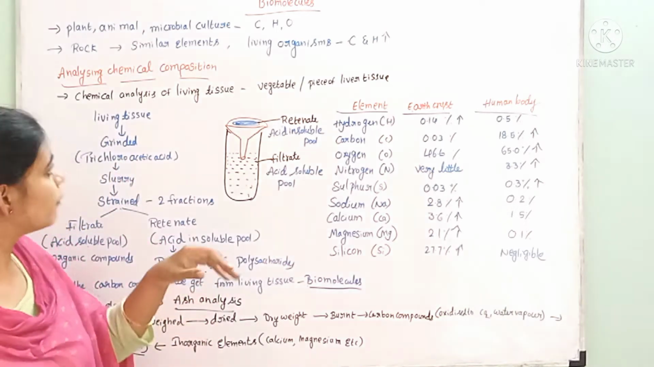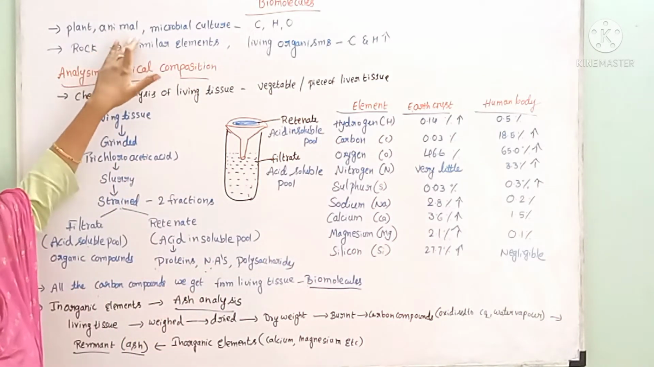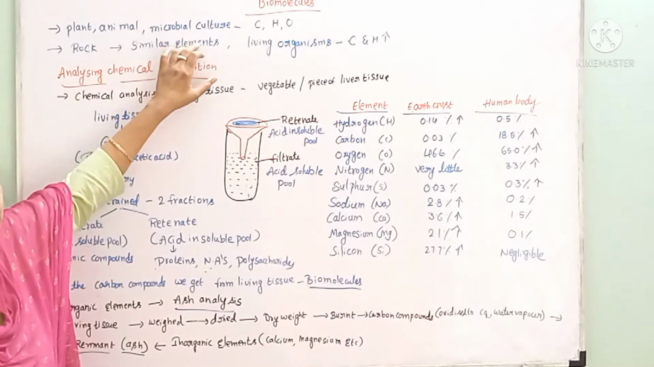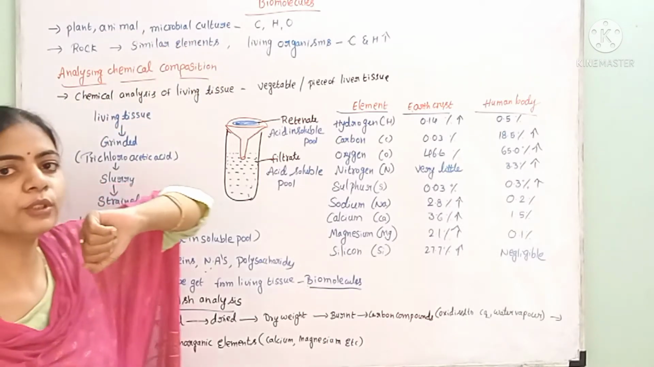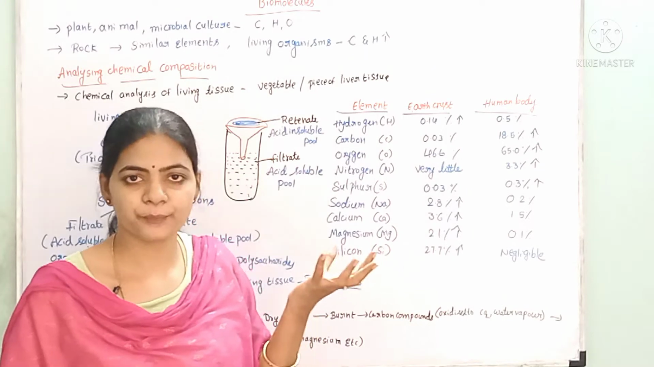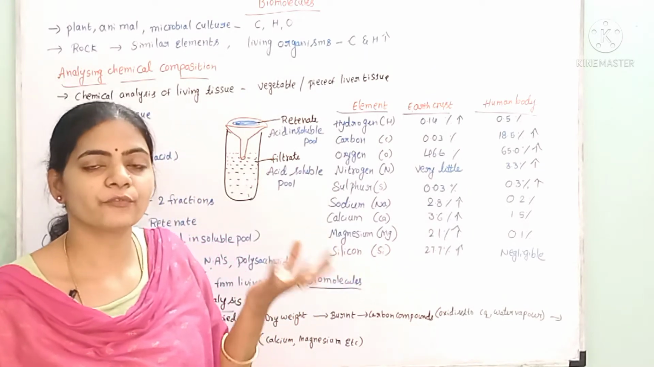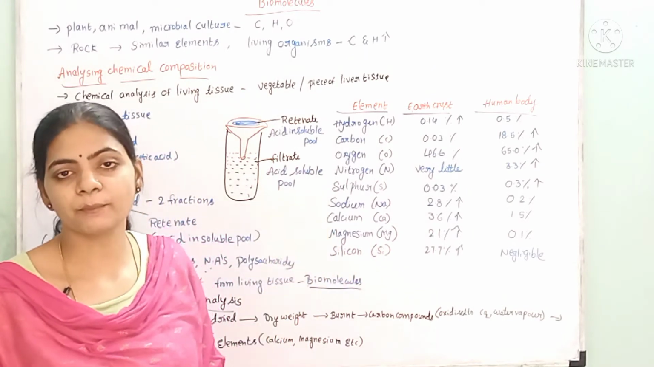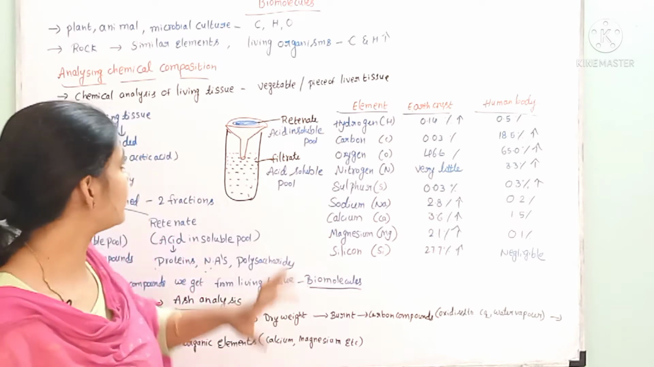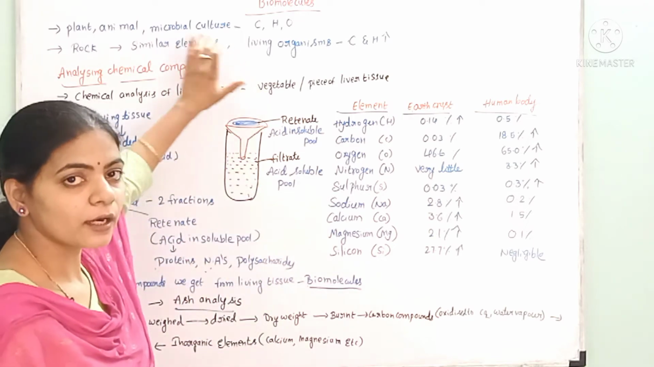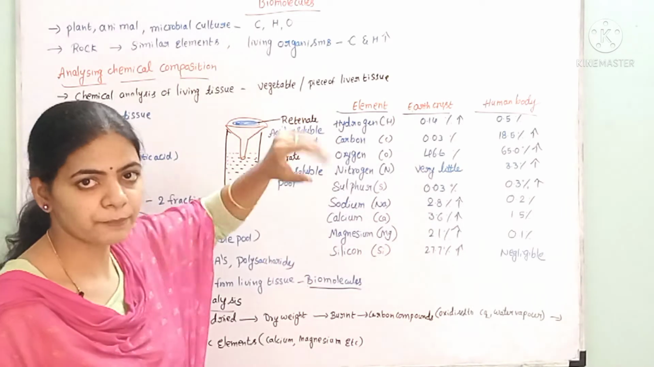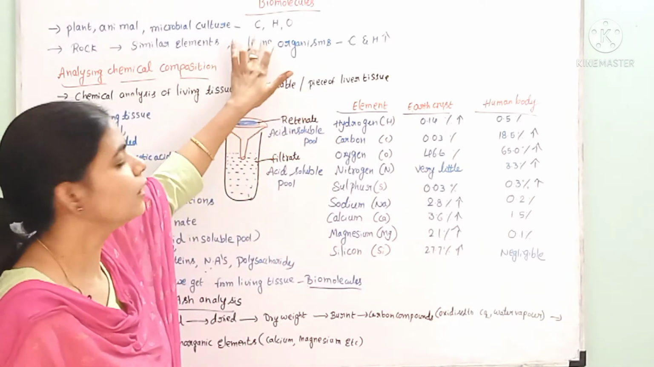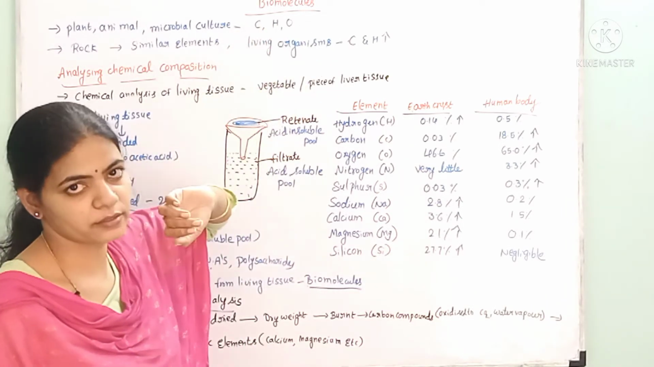For example, if we take a plant tissue or animal tissue or a microbial culture, that means if we grow microorganisms in the laboratory in petri dishes, we get some microorganisms, that is called a microbial culture. And all these consist of the same type of chemical elements. They are carbon, hydrogen and oxygen.